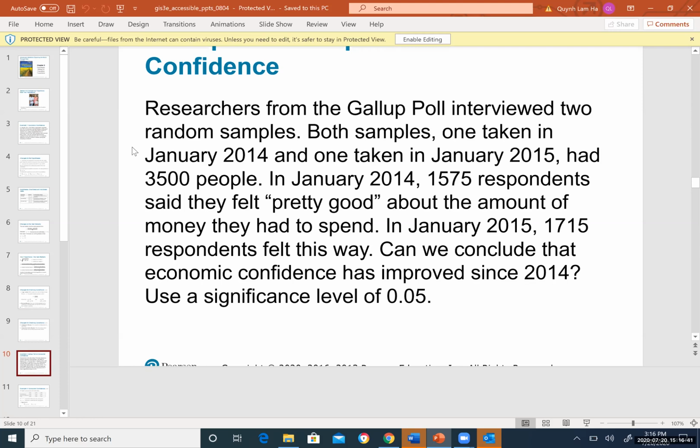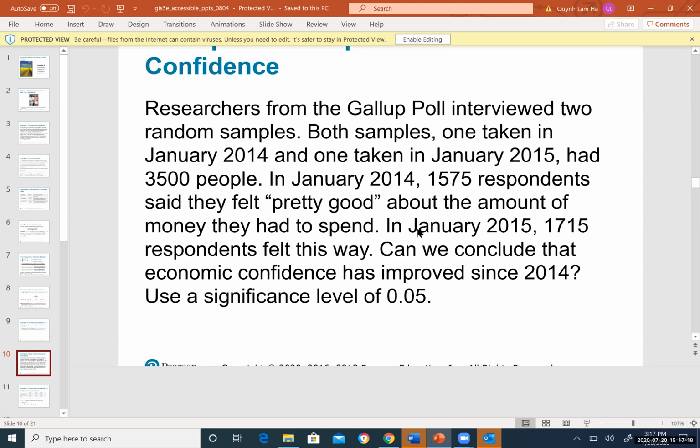So it looks like you see the data right here that I just went through. 1,575 will be the number of successes in sample size 1, which is in 2014. So this is the number of successes right there. So your p hat will be 1575 divided by 3500. That is your p hat 1. Okay, so if you look for p hat 1, that would be the value.